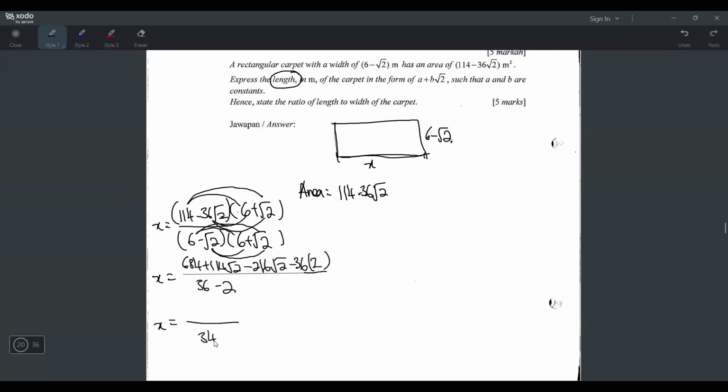Okay, so sekarang X sama dengan berapa? 36 minus 2 is 34. And then I know the 684 boleh minus dengan 36 times 2, right? Yeah, so I can just press in my calculator and then I will get 612.